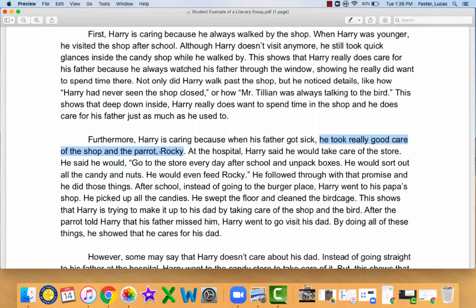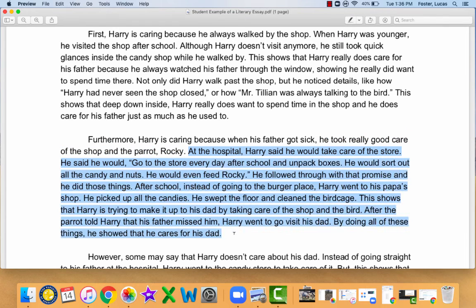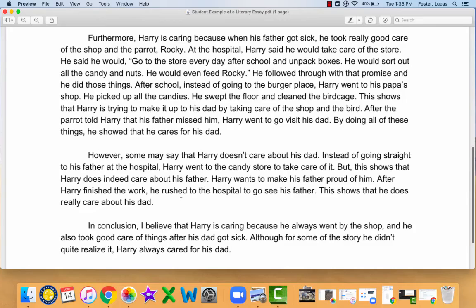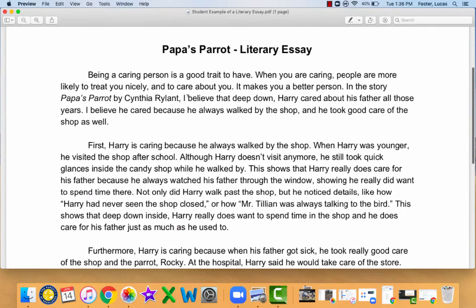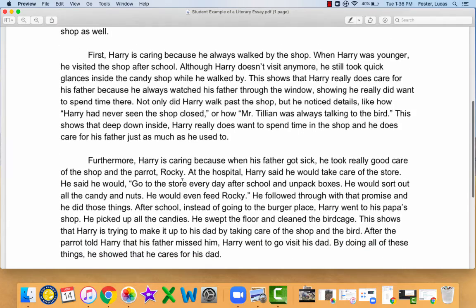Now, here we are in body section number two, reason number two, and then everything below this is all just going to be proof. It's going to be the evidence from the story that provides the proof for this reason right here that circles back to our main claim that he is caring, okay? This is a paragraph here. This is our fourth overall paragraph: intro, body section one, body section two.